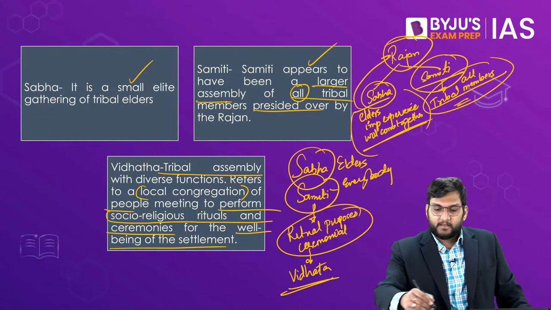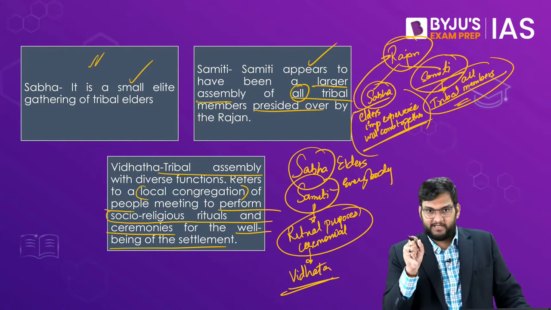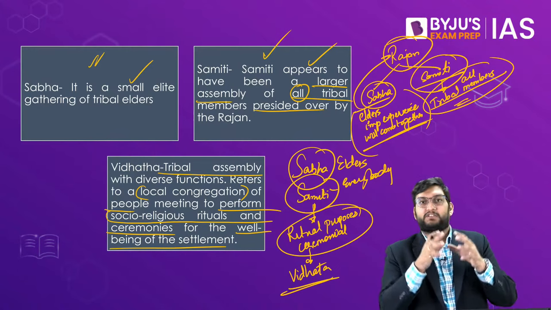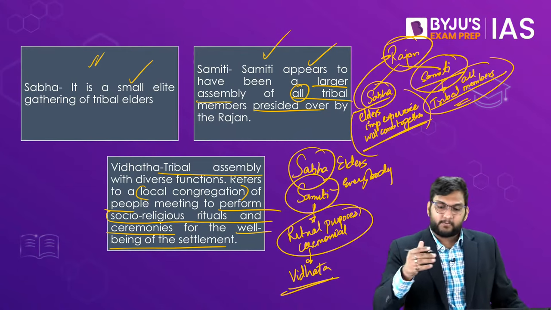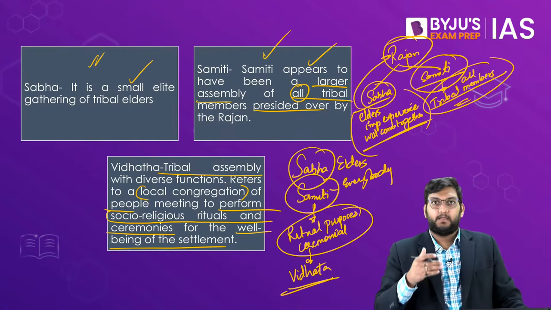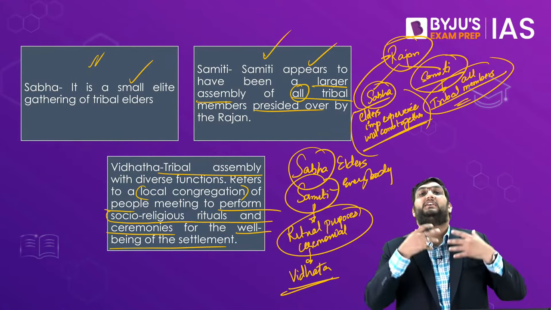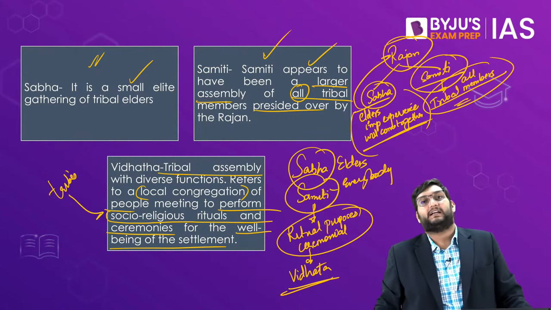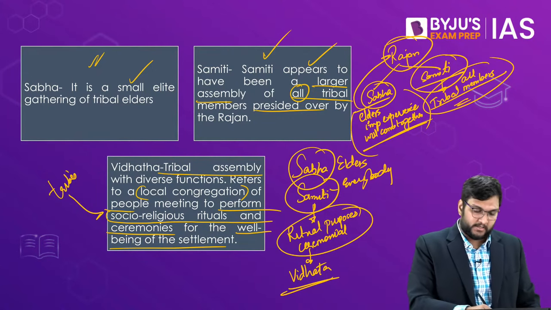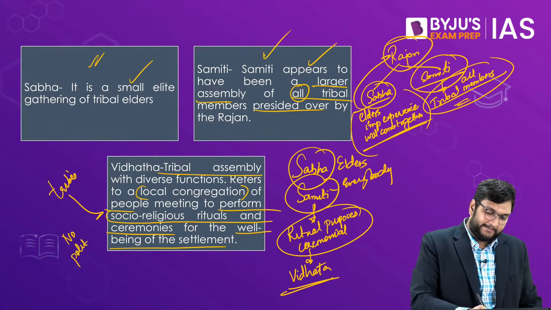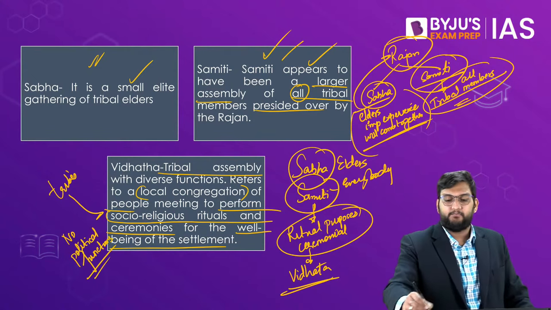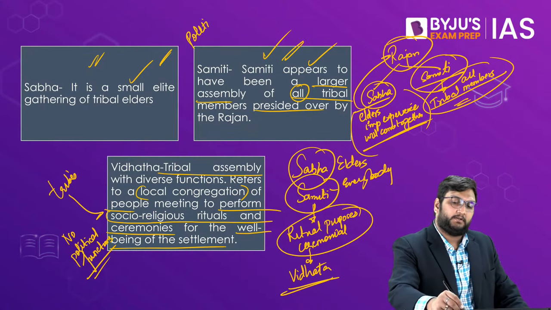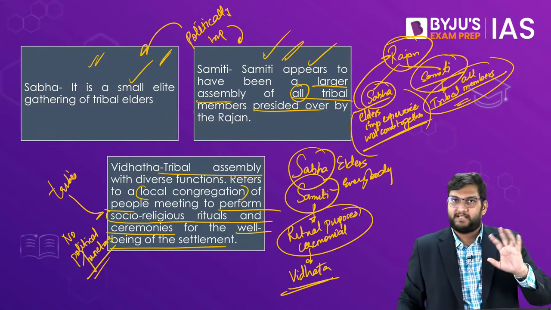So basically, Sabha should be clear, village elders. Samiti should be clear, which is everybody, a larger body. But once the Samiti meets for ritualistic purposes, or the tribe meets for ritualistic purposes, it is called Vidhatha. So Vidhatha technically has no political function, while on the other hand, both are politically important. So I hope now Sabha, Samiti, Vidhatha is totally clear.